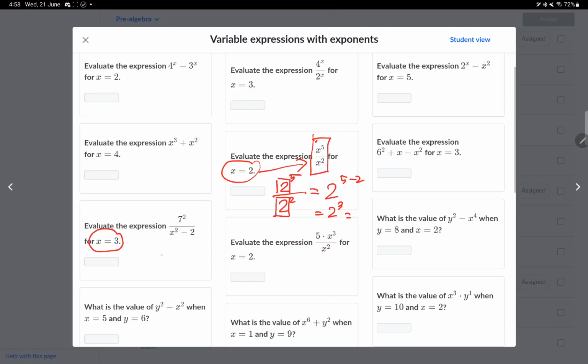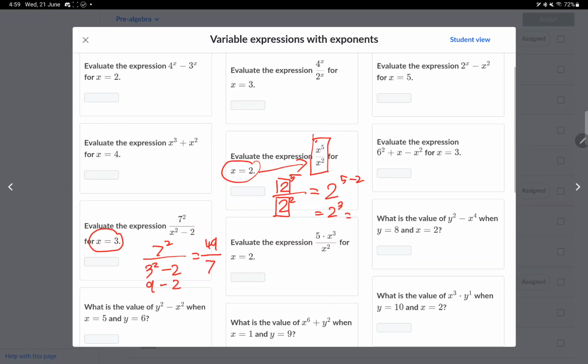How about this one here? When you sub it in, it would be 7 squared over 3 squared minus 2. What's the next step then, Evelyn? Do you do the same thing and then minus 2? Actually, no, never mind. What's the next step then? You solve the power, right? So what would that be? The top would be 49, and the bottom would be 9 minus 2, which is 7.